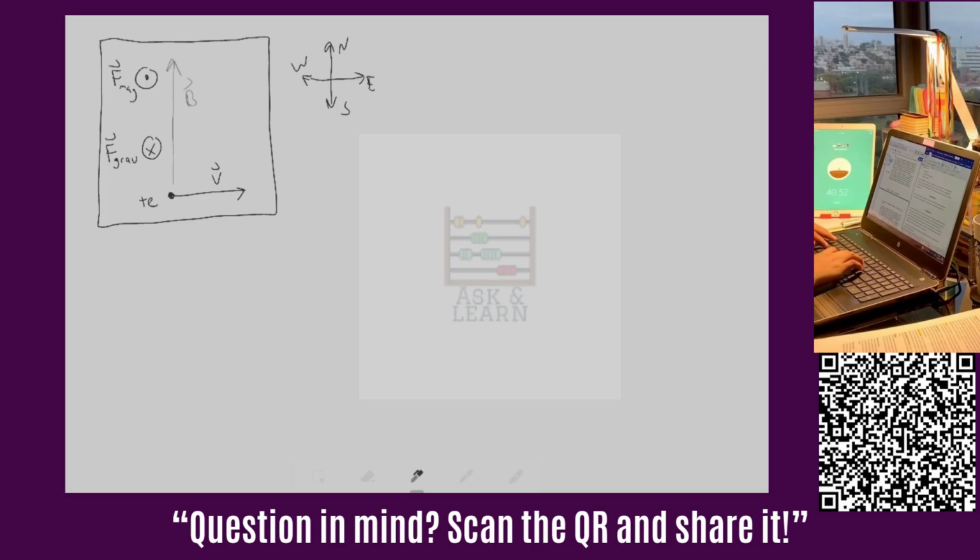Now, because we know that they're balanced, we know that the magnitudes of these forces are also balanced. So, we can say that the magnitude of the magnetic force is equal to the magnitude of the gravitational force, of course, acting on this proton.